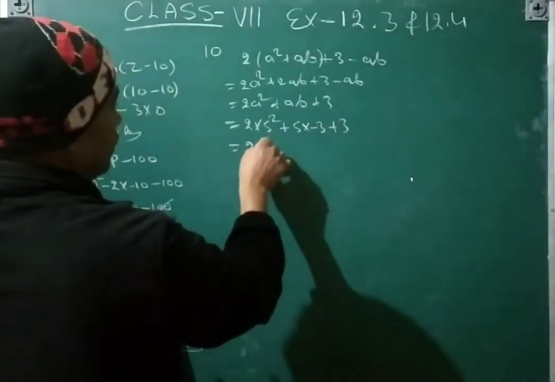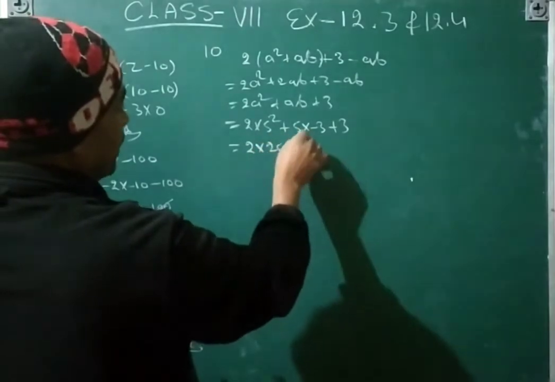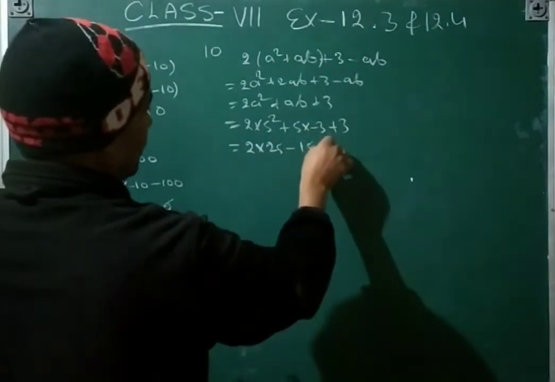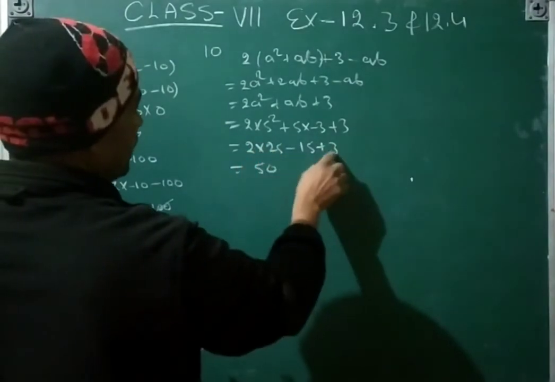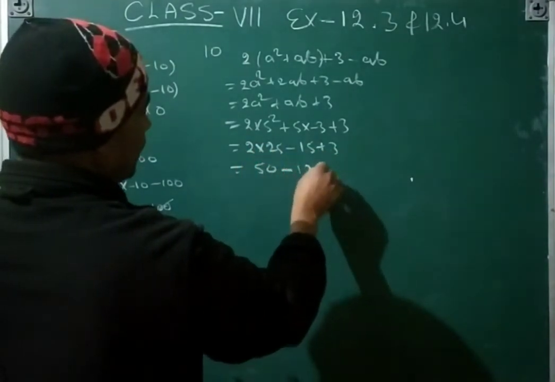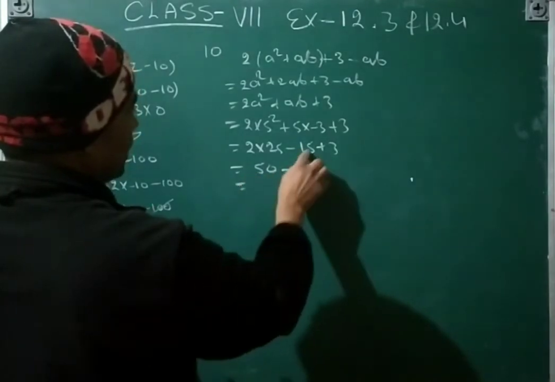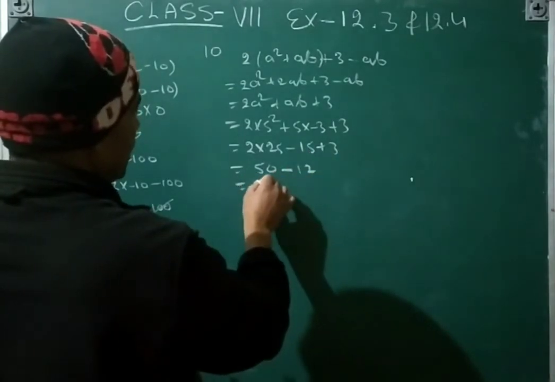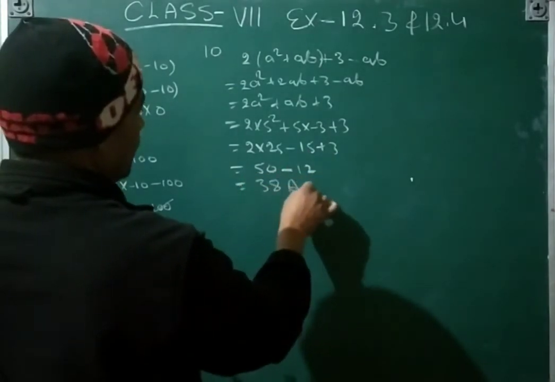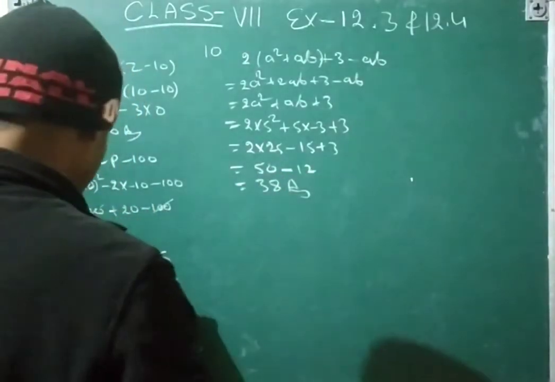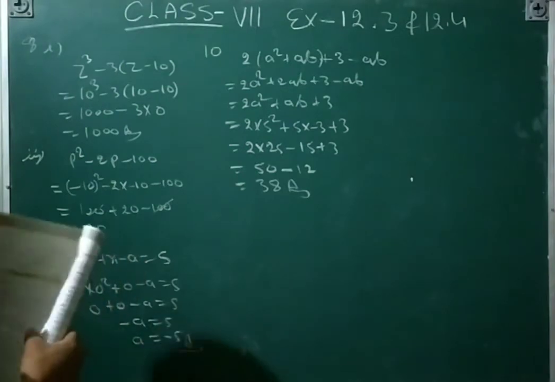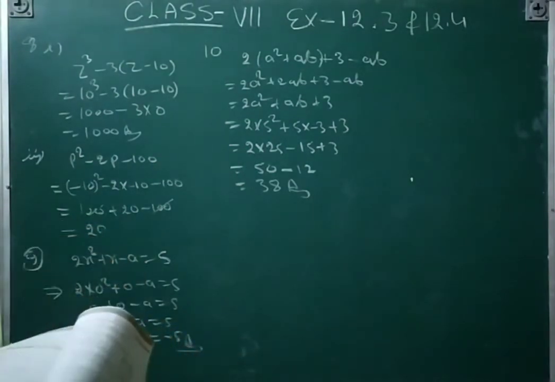So 2 into 5 is 25, minus 5 into 3 is 15 plus 3. So that is 50, and then that will be minus 12. By the subtraction of these two, 50 less 12, that is 38. And then the next exercise.